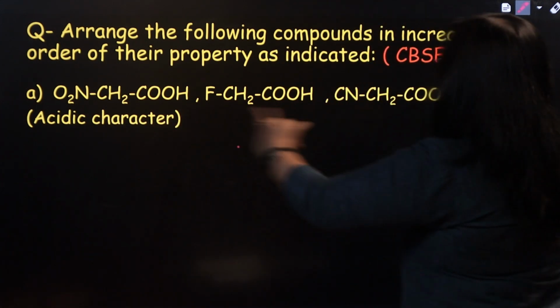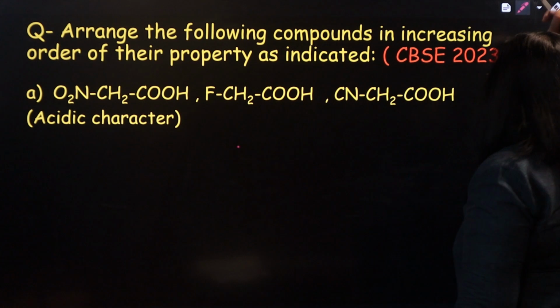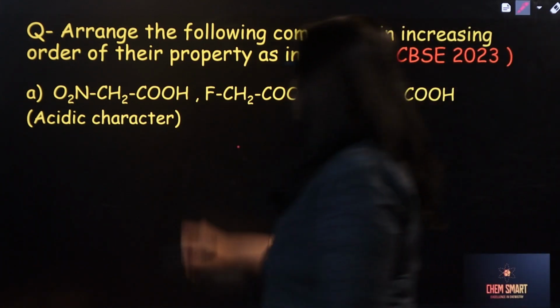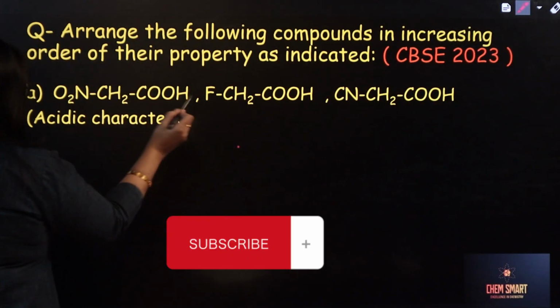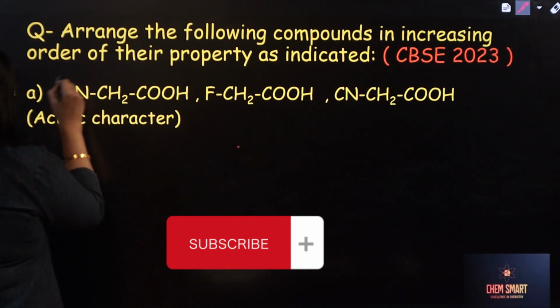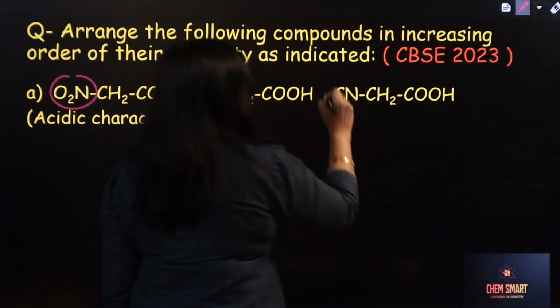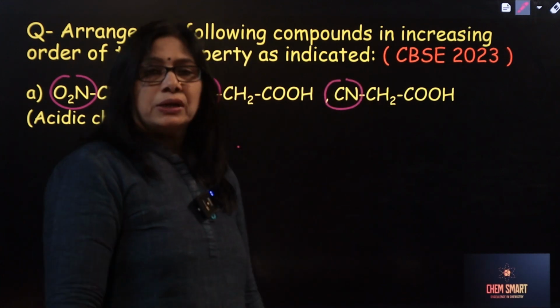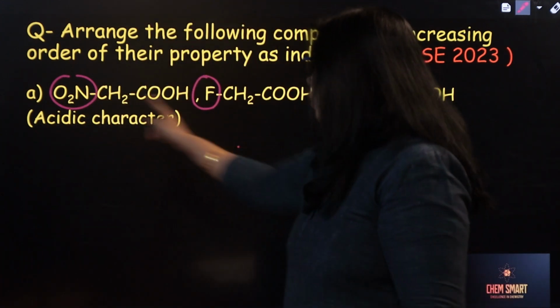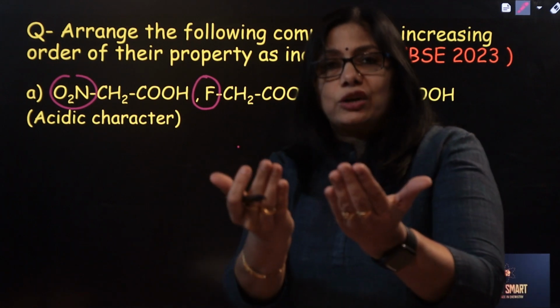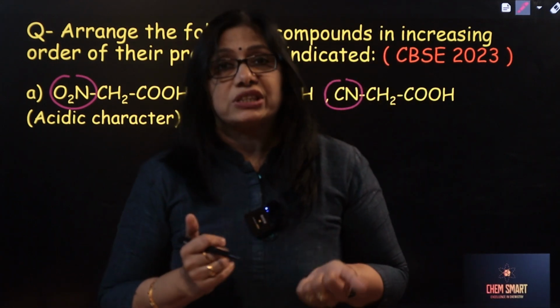You can see they are all derivatives of ethanoic acid. You know, it is CH3COOH, ethanoic acid. One H is taken out and we have put an NO2 group. Then we have put fluorine. Then we have put cyanide.